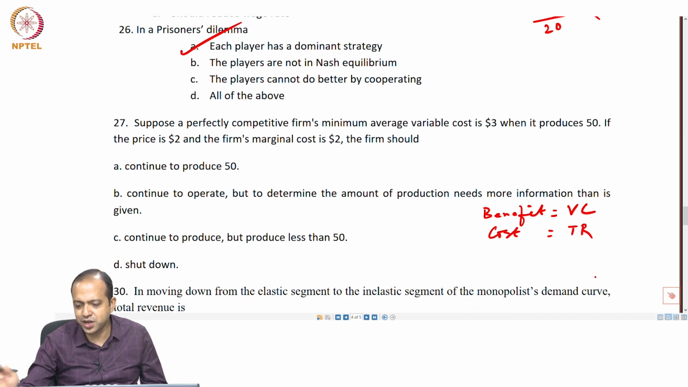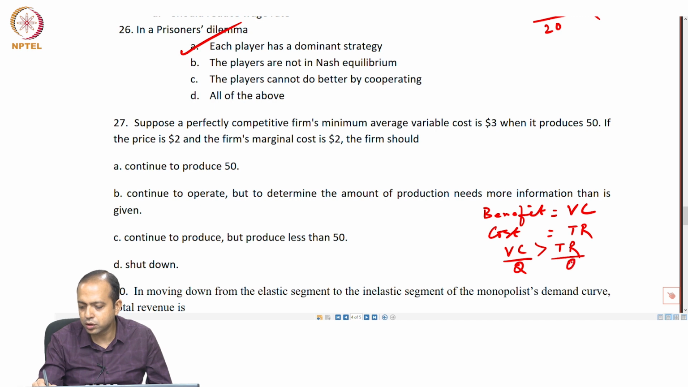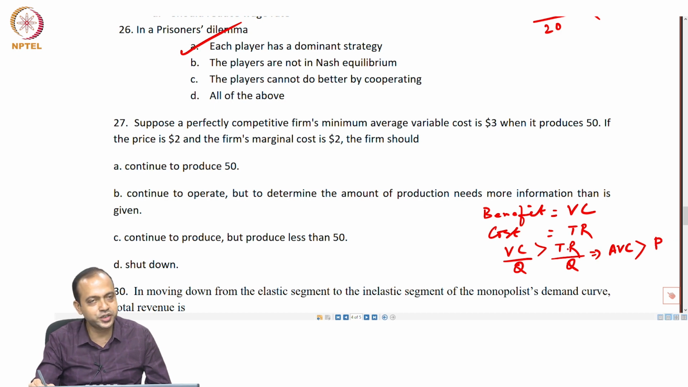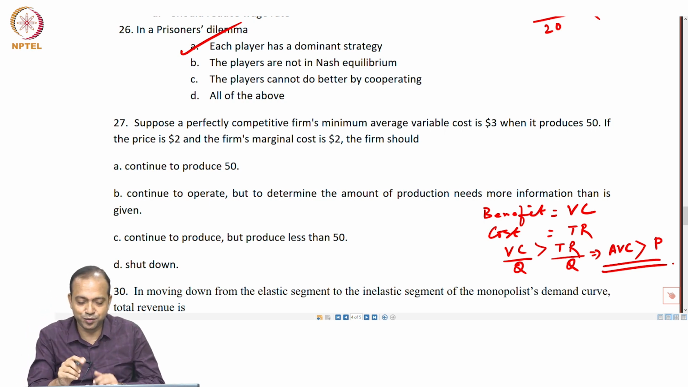So, the firm will shut down when the variable cost, or benefit, is greater than the cost. If you divide both sides by Q, then AVC, average variable cost, is greater than TR divided by Q, which is actually P, because TR is nothing but P into Q. So, this is the condition for shutdown. If you recall, we said that the supply function is the upward sloping MC curve starting from the minimum point of AVC.